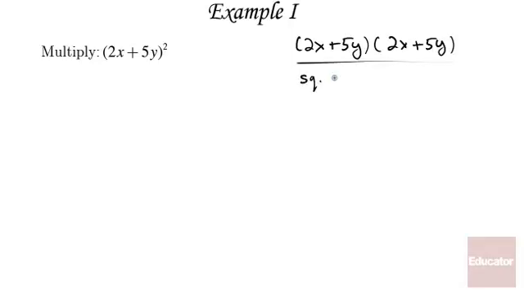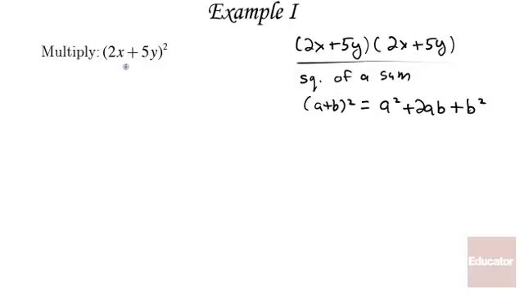Applying these to examples, the first thing is to recognize which situation I have and which formula I need to use. And I look at this, and this is the square of a sum. It's the square of a sum because I have a sum, 2x plus 5y, and I'm multiplying it by itself. When I have the square of a sum, that is something in the form a plus b squared. I'm going to come up with an answer in the form a squared plus 2ab plus b squared.